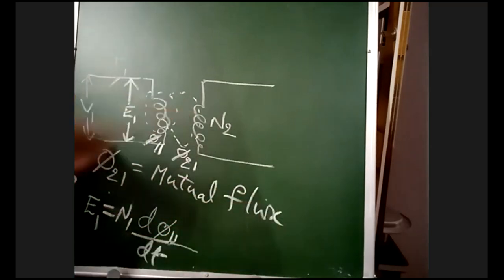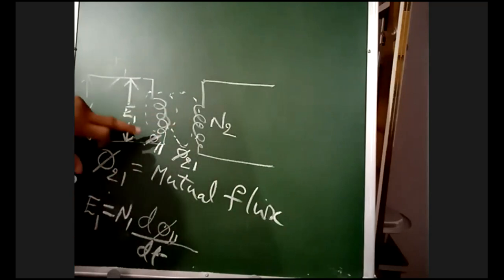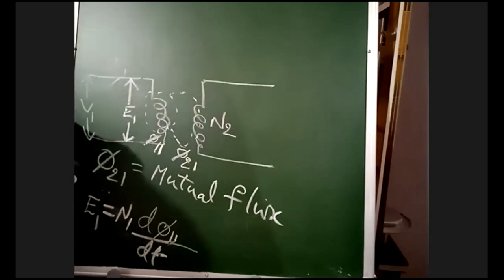See here, in the secondary coil, flux is developed not because of the current, but because of the first flux. Because of the first flux, part of the flux in the first coil is linking with the second coil, and some flux is developed in the second coil. That flux is called phi 21.